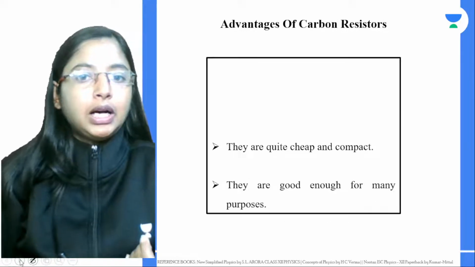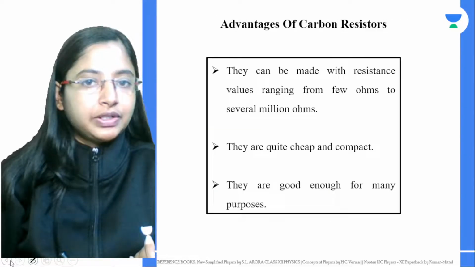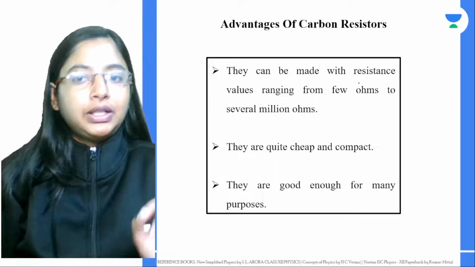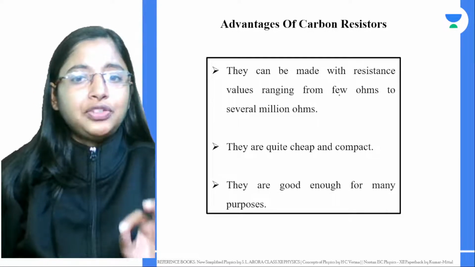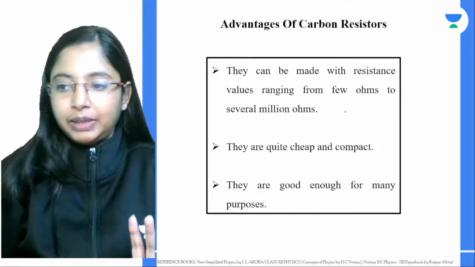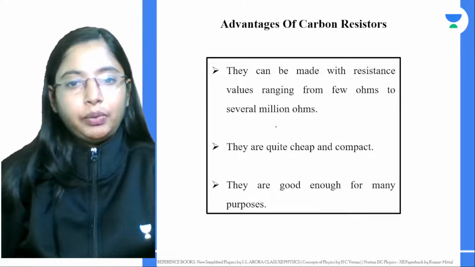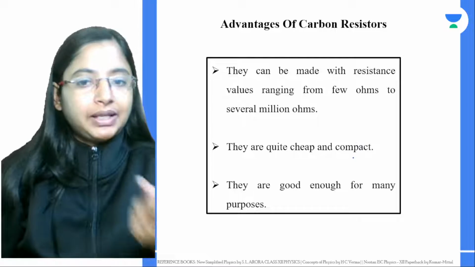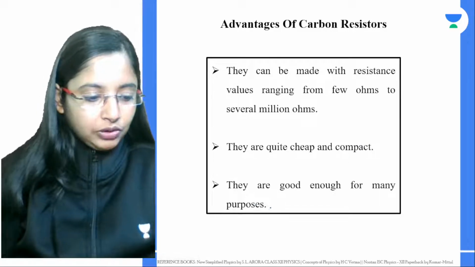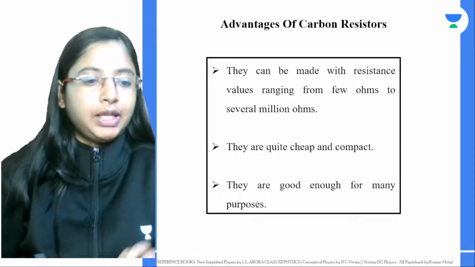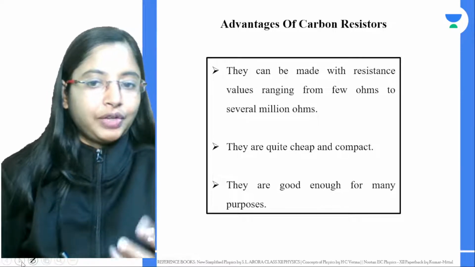There are some advantages for these carbon resistors. One is they are made with resistance values ranging from a few ohms to several million ohms. This is one advantage. They are quite cheap, and they are also very small in size. They are compact, and they are good enough for many purposes.